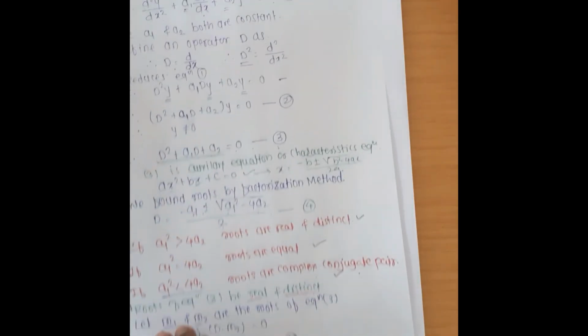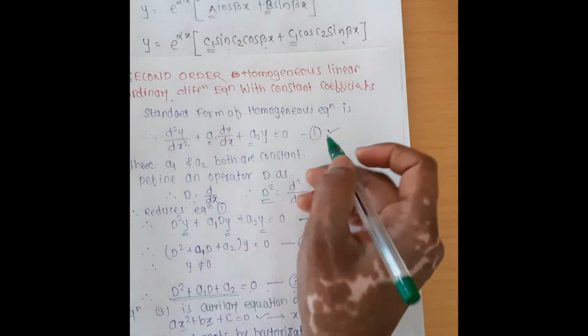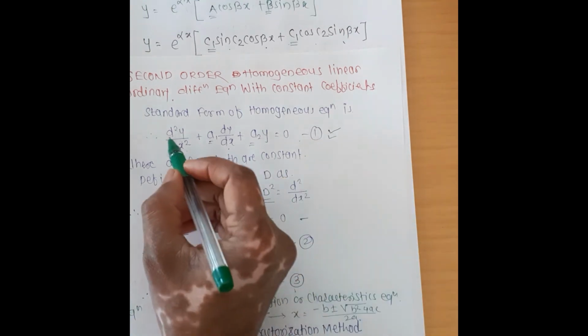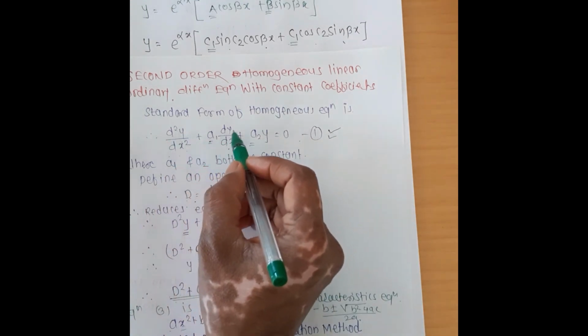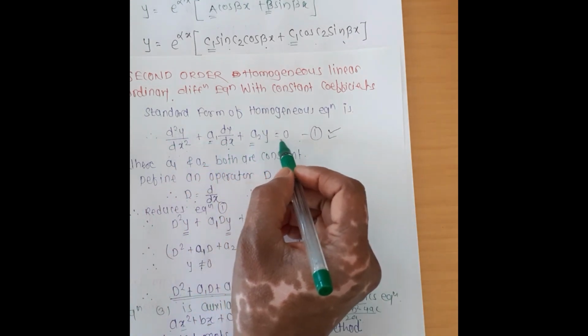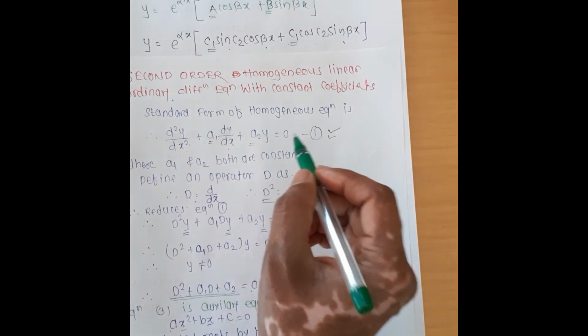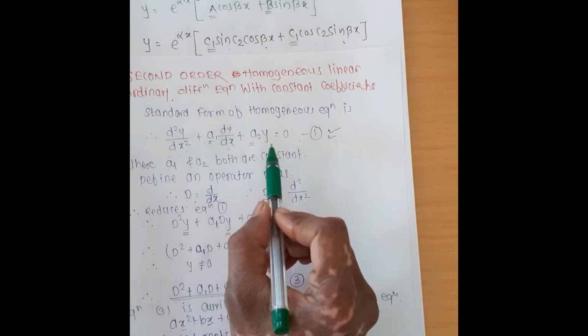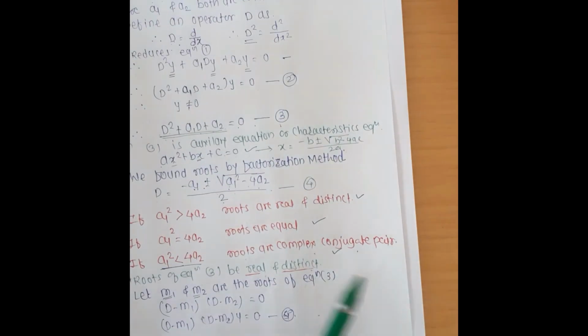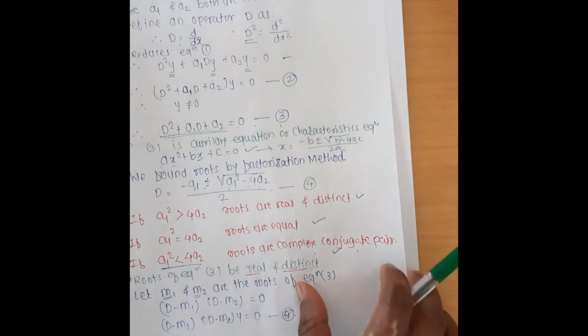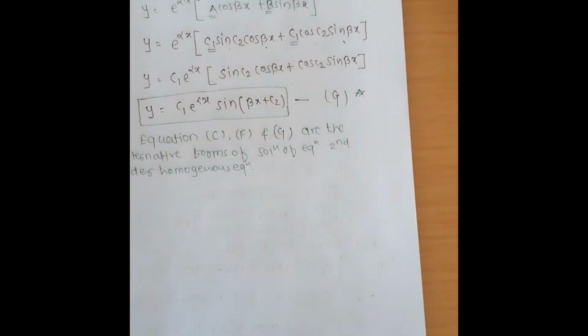It means this equation. See, in the first lecture we already discussed this equation, d2y by dx2 plus a1 dy by dx plus a2 y is equal to 0. So this is the solution. These are the three alternate solutions of this equation when the roots are complex conjugate pair. Okay, so here we complete this point.